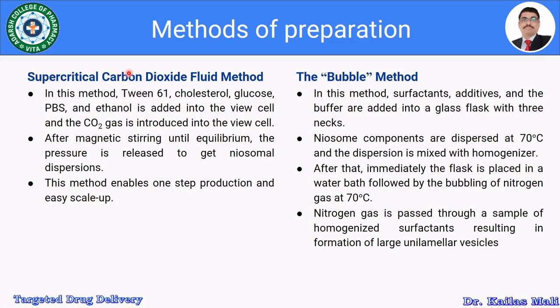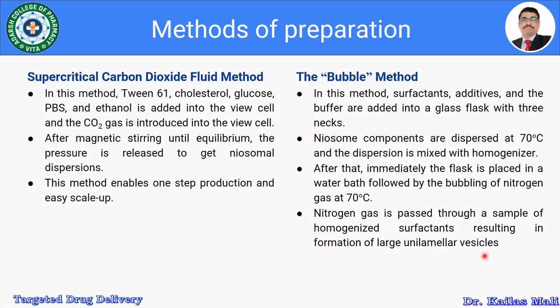Let us move towards the bubble method. Bubble method is yet another method which is used for the preparation of niosomes. In this method, the surfactant, additives, and the buffer are added into a glass flask with 3 necks. Niosome components are dispersed at 70 °C and the dispersion is mixed with a homogenizer. After that, immediately the flask is placed in a water bath followed by the bubbling of nitrogen gas at 70 °C, and that's why it is said to be the bubble method. The nitrogen gas is passed through a sample of homogenized surfactant, resulting in the formation of large unilamellar vesicles. So this is about the bubble method.